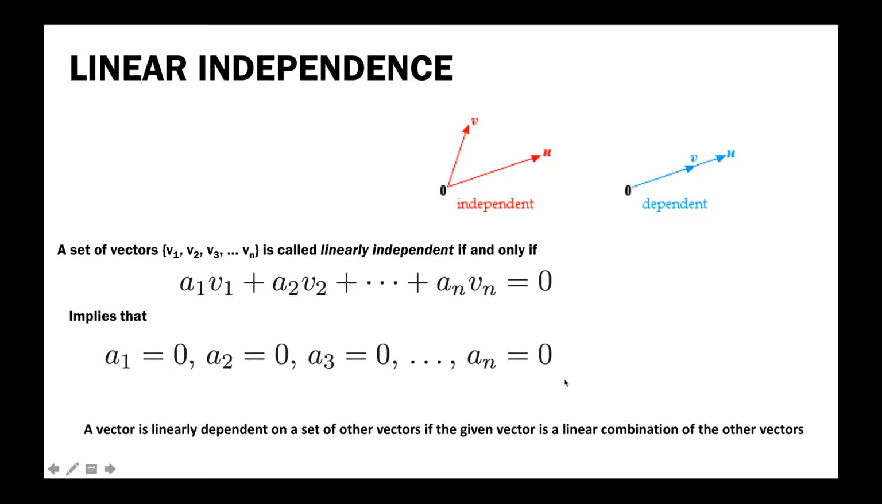I'll give you an example of this in the next slide, but intuitively, in this picture, v and u are linearly independent because u and v point in different directions. I can't get to v by going anywhere along u. However, in this example, they are linearly dependent because I can clearly get to u by going along v, and I can get to v by going along u. So a vector is linearly dependent on a set of other vectors if the given vector is a linear combination of the other vectors. How does this work?